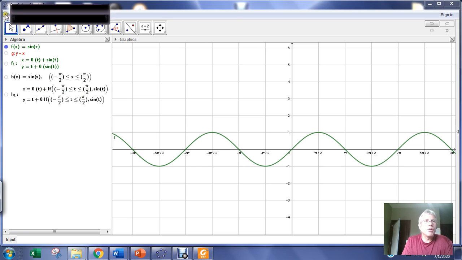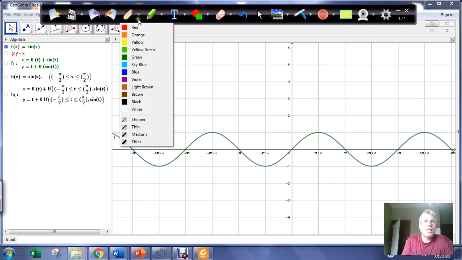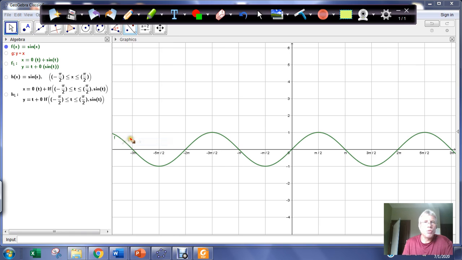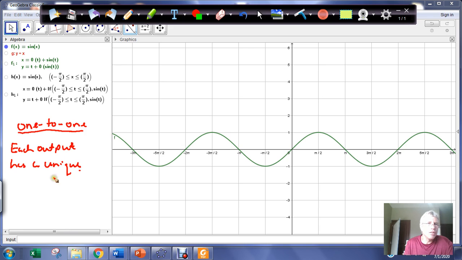And what we want to remember is that for a function to have an inverse, it has to be 1 to 1. So this was a big result that came out of a first course in pre-calculus. 1 to 1 functions have inverses. And for a function to be 1 to 1, what that means is that each output that the function has has a unique input. So if we have an output, it can only have one input. Each output has a unique input.